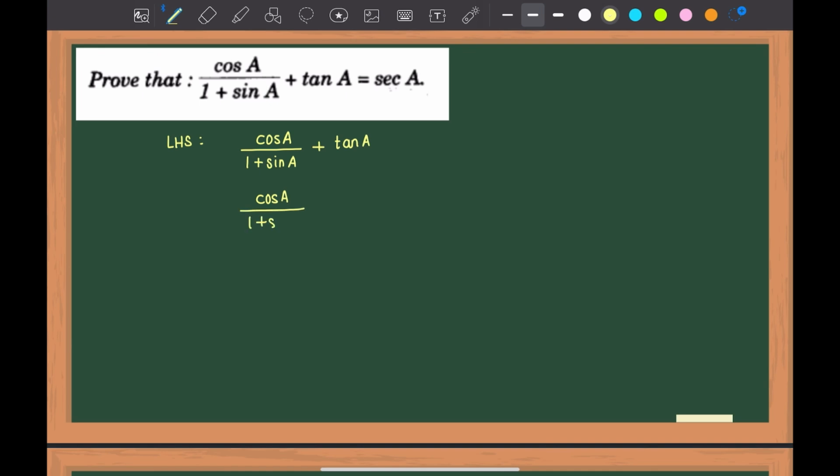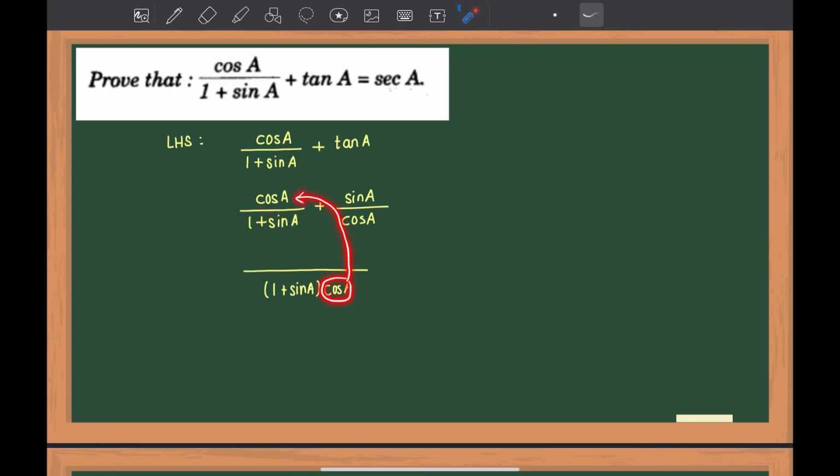So this will be cos A upon 1 plus sine A plus sine A upon cos A. Now we can take the LCM of these portions. So while taking the LCM, we will be getting the LCM as 1 plus sine A whole multiplied with cos A. Since this particular part contains 1 plus sine A, cos A will be getting multiplied with this one. And since over here cos A is already there, 1 plus sine A will be multiplied over here.